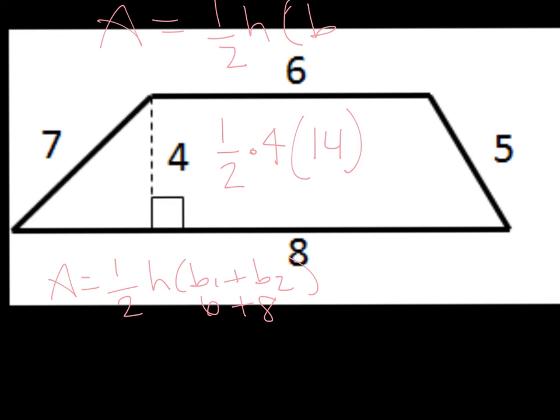And now since we're just multiplying, we can go from left to right. 1/2 times 4 is 2, and 2 times 14 equals 28. So again, we don't have units, we would put units squared. So the area of this trapezoid is 28 units squared.